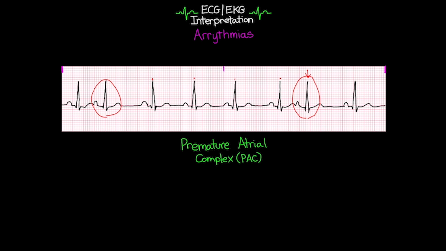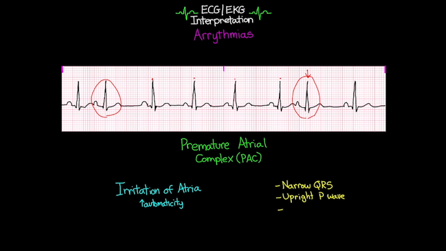Now these are often due to some sort of irritation of the atria, and so this leads to an increase in that automaticity of the atrial muscle tissue. Now a couple of our defining characteristics in order to really be able to identify this as a PAC are: first, it's going to have a narrow QRS. Next, you're going to have an upright P wave. And finally, you could possibly have a different morphology of that P wave.